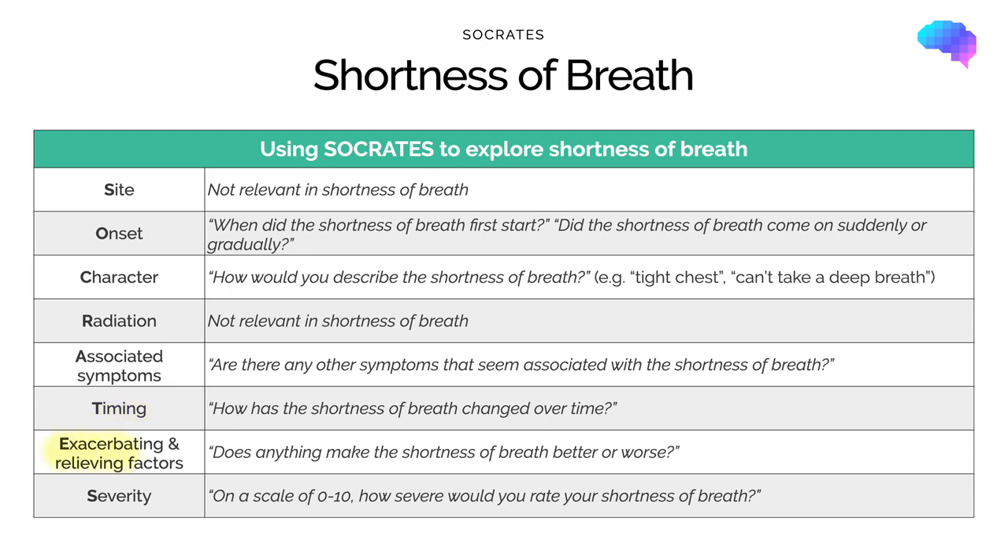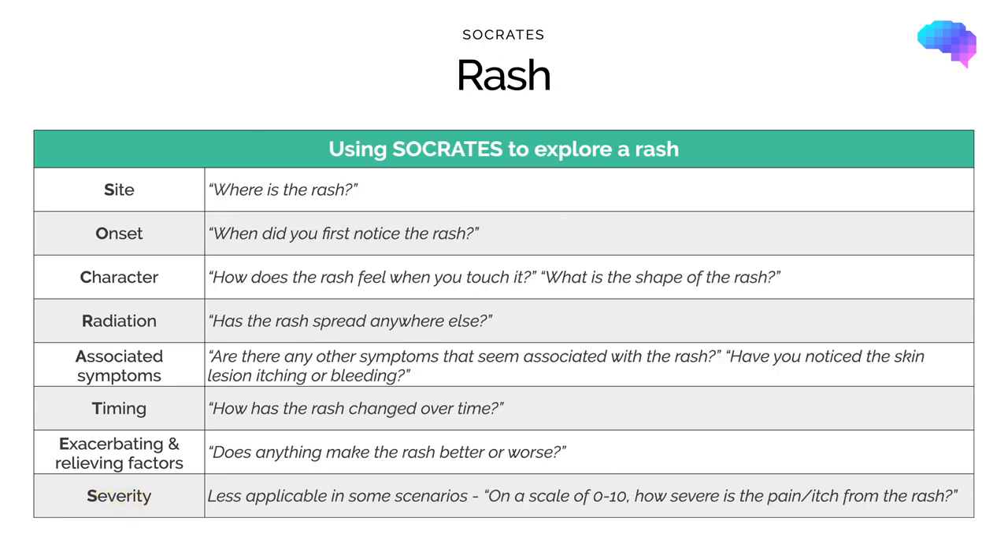We could also ask about exacerbating and relieving factors. So does anything make the shortness of breath better or worse? And perhaps the patient has tried some treatments, such as taking an inhaler. Finally, we could try to assess severity by asking the patient to rate their breathlessness on a scale of 0 to 10. So here's my last example of using SOCRATES to explore a different type of presenting complaint.